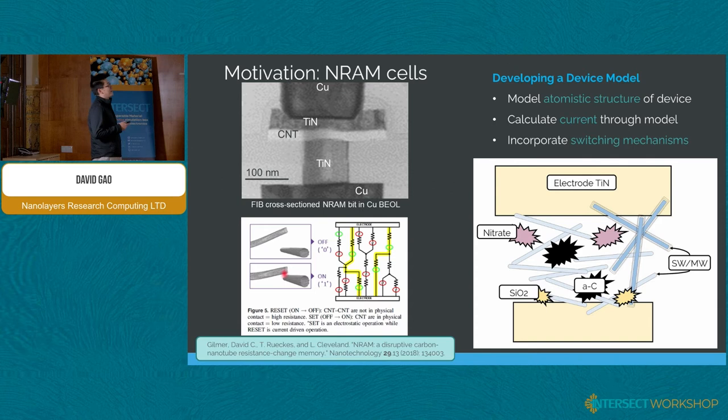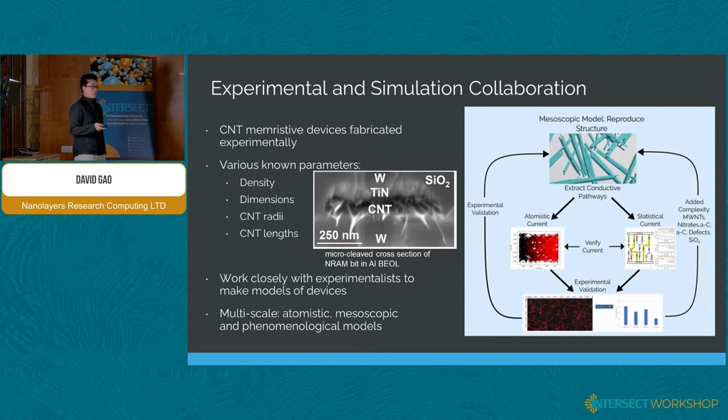Right, so as I said, this is a collaboration between experiment and theory. And Nanterro's done a really good job of characterizing certain aspects of these devices. So we do know quite well things like the density, we know the dimensions of the switchable films, we know the radius of the nanotubes, we have length distributions of the nanotubes that go into the devices, and we work closely with them in order to build models of the material.